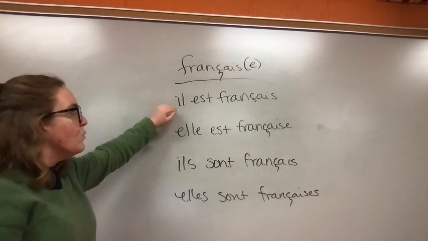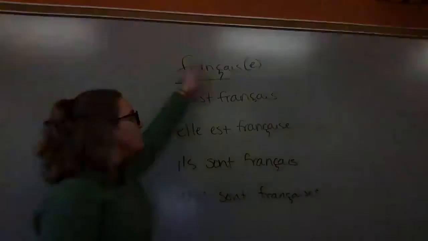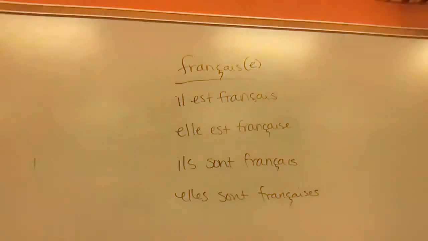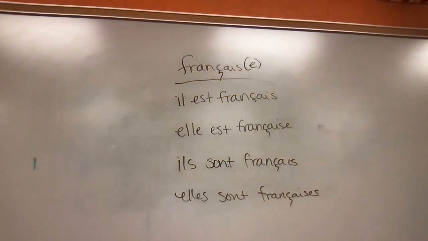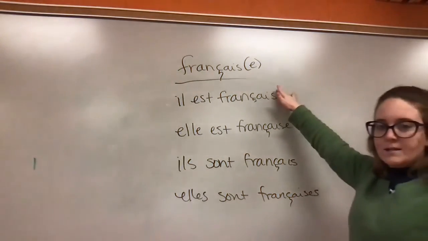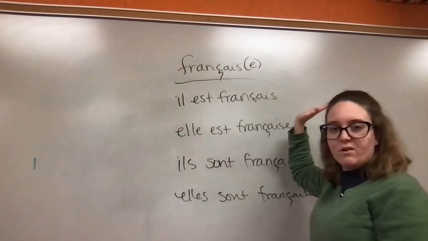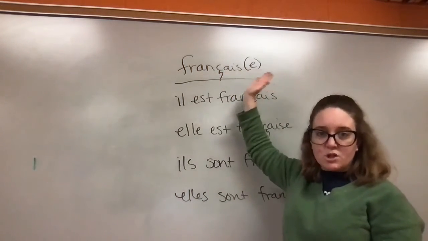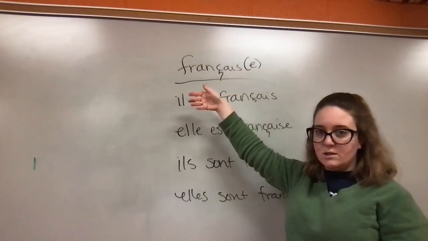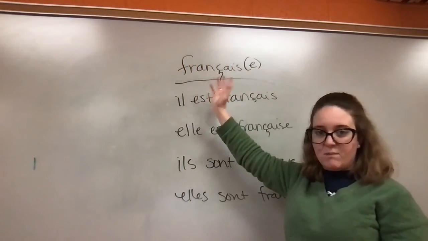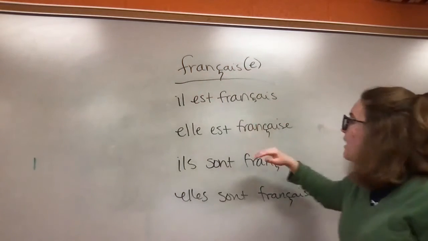So when we're talking about one, we're already given our masculine form here. So it's pretty simple and straightforward. Il est français. We don't have to do any spelling changes. We don't have to do any agreement changes. It's just singular and masculine basic form.